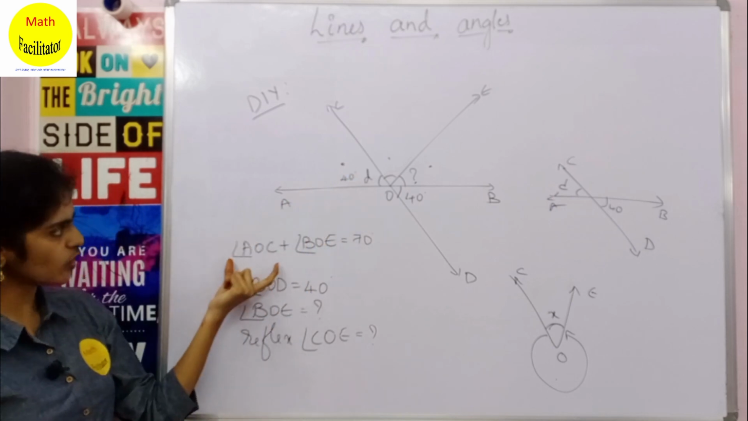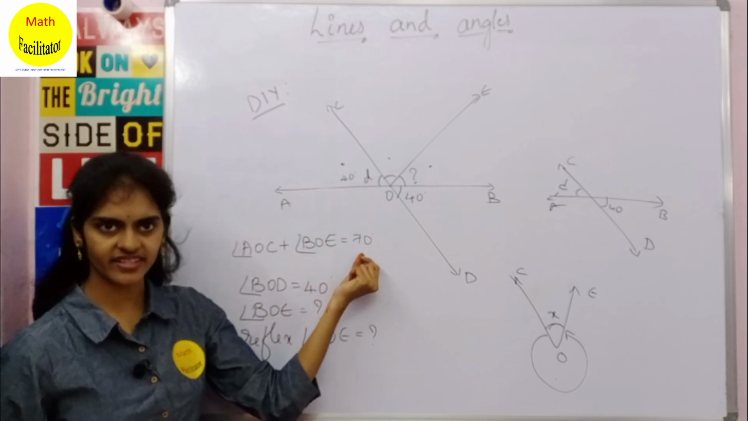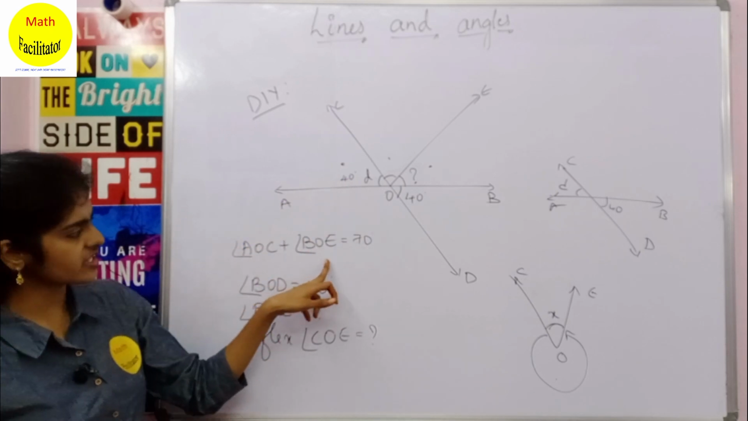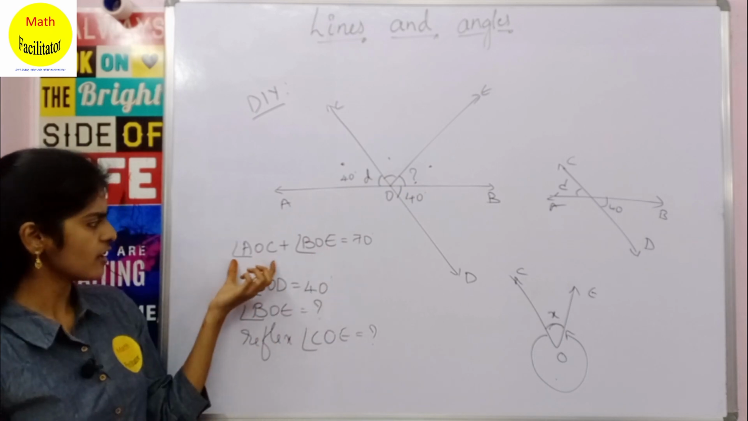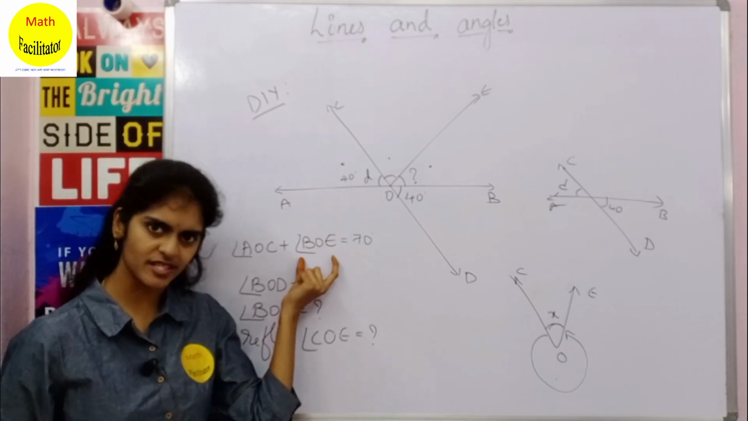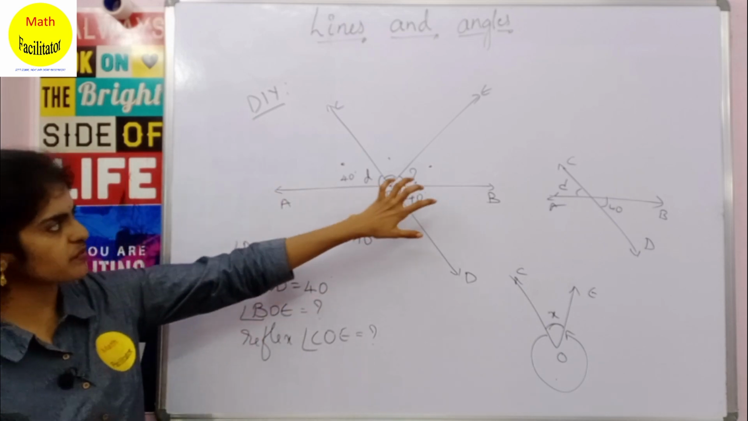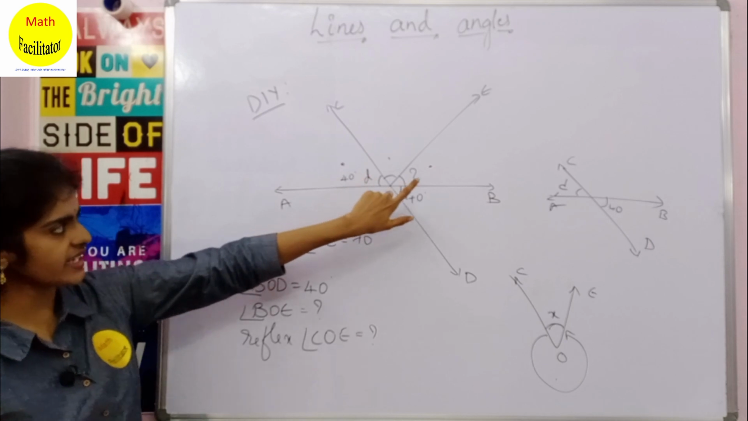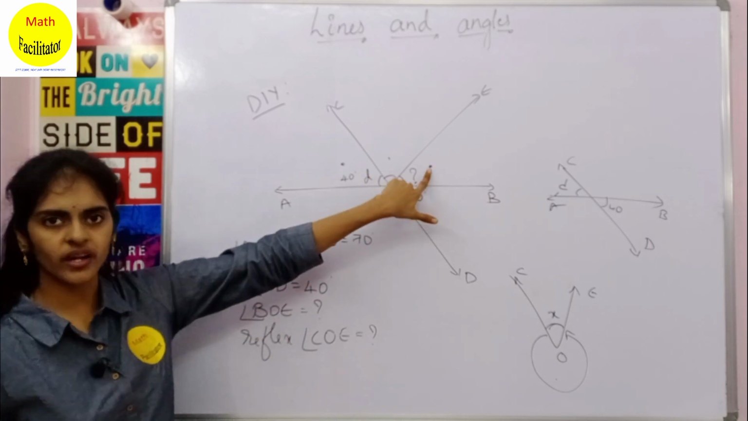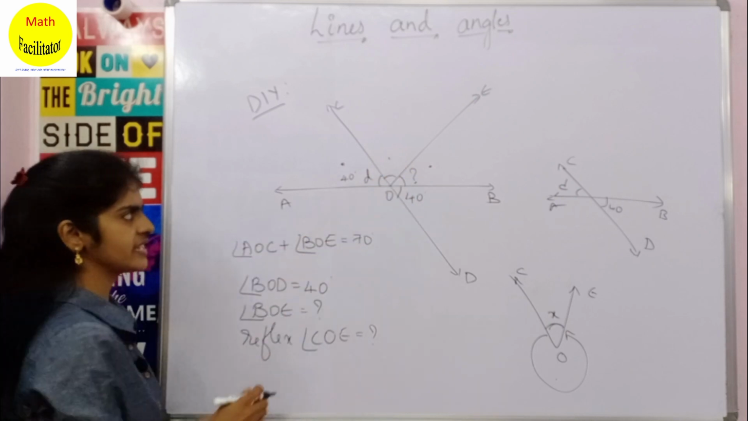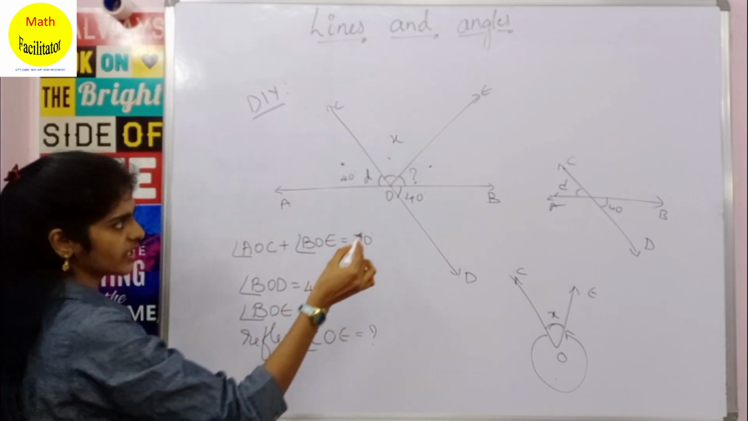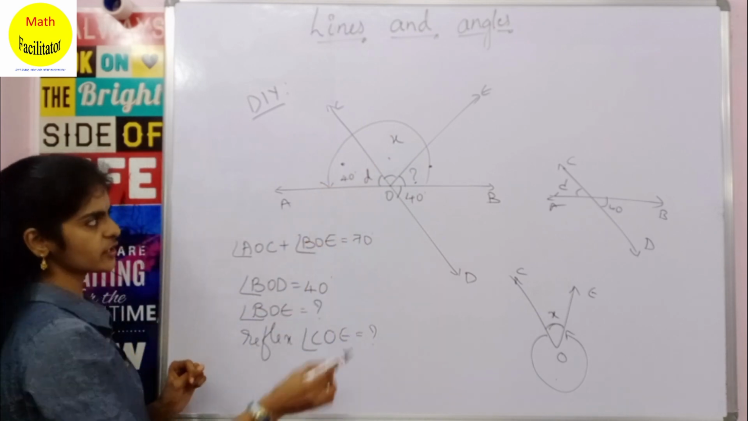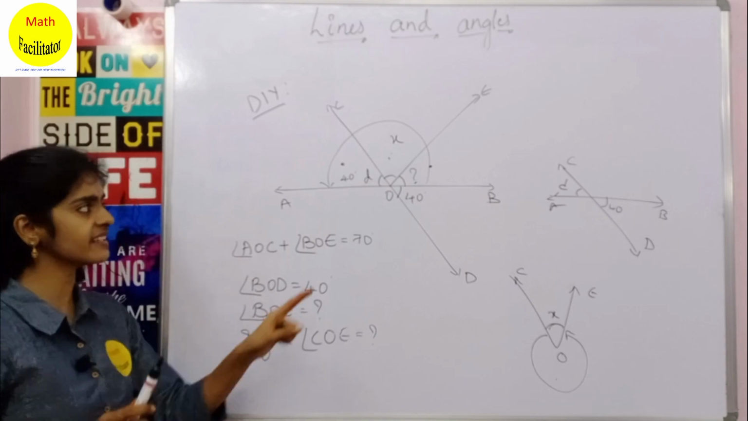Now you got the condition that AOC plus BOE is 70. Out of these two you got one as 40, AOC is 40. Now what is BOE? You can simply find it out: 40 plus BOE is 70. Now using BOE and D, which is 40, you will get some answer. You don't know this angle, so you will take it as X. The sum of all these angles is 180, so you will add all three angles and you will get the value of X.